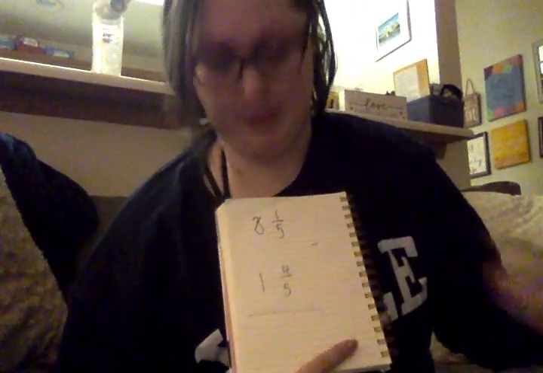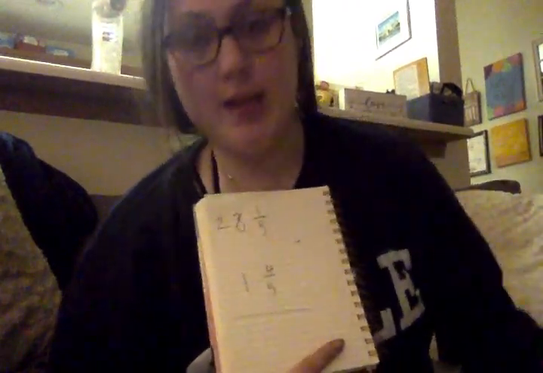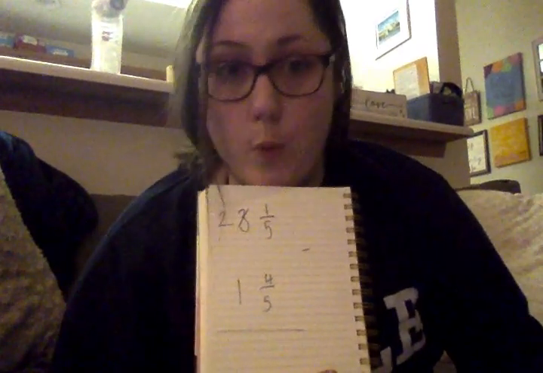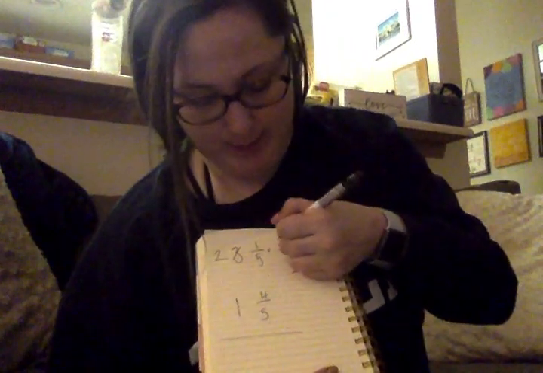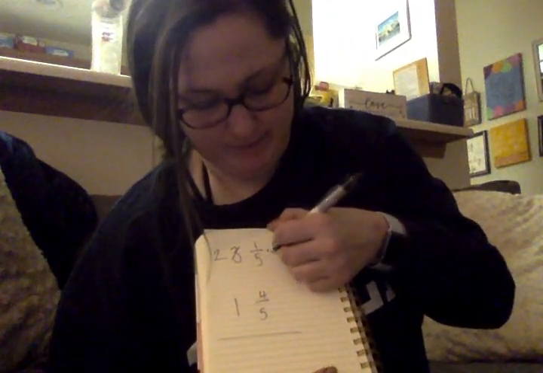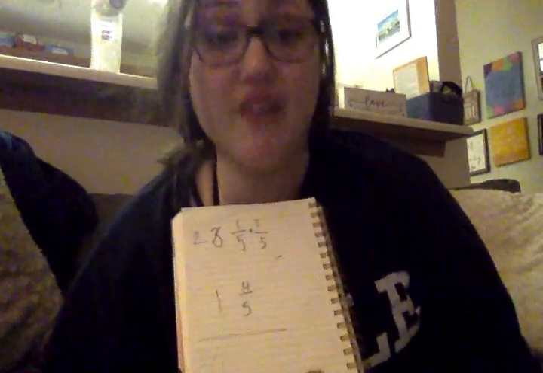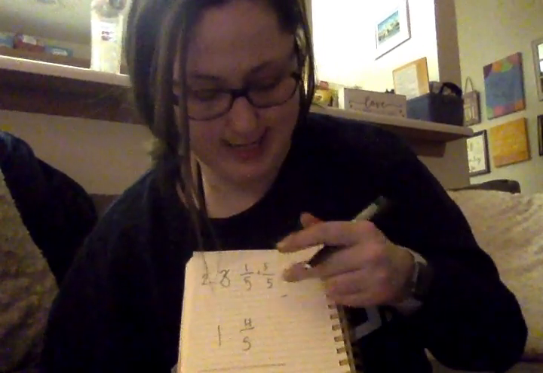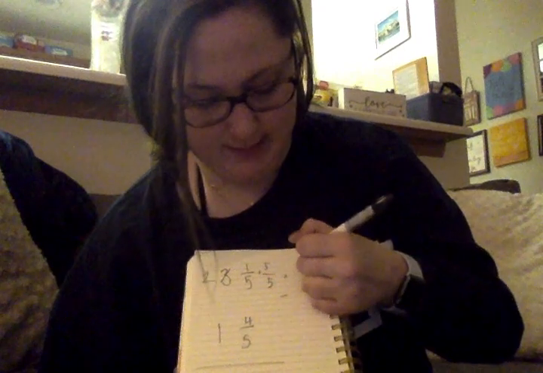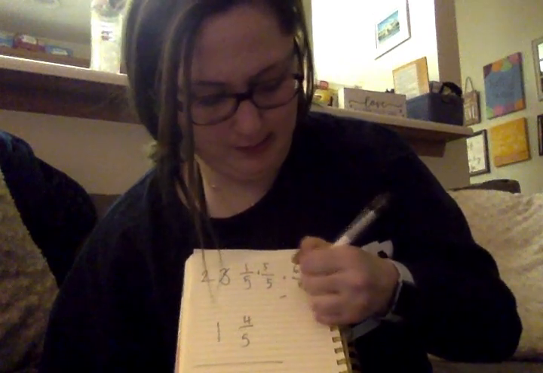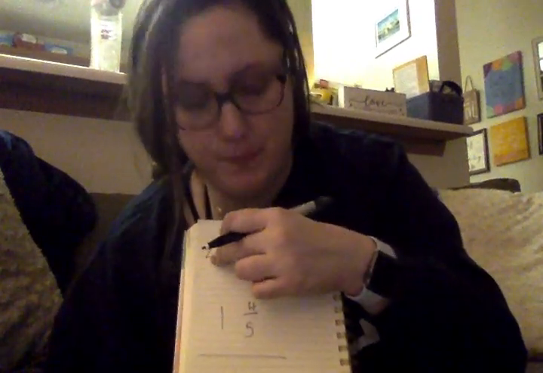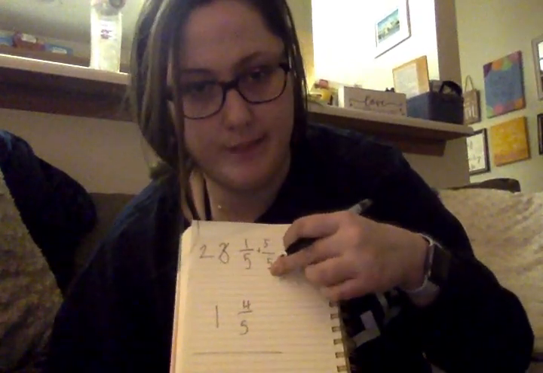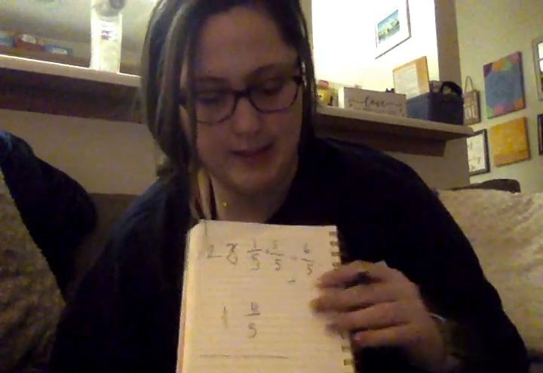I am going to borrow 1 whole from this 3, so I'm going to make it 2. I am going to add that 1 whole onto my fraction. I can do that by putting plus 5/5. So now I have 6/5. So I took 1 whole from 3, made it 2, and put that 1 whole over here, made 6/5.